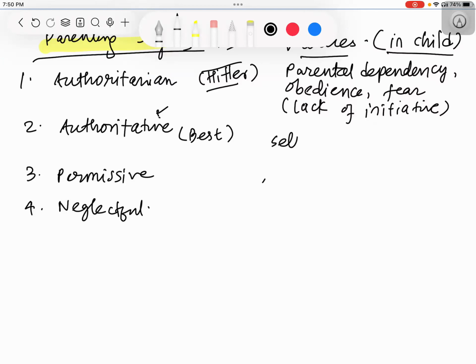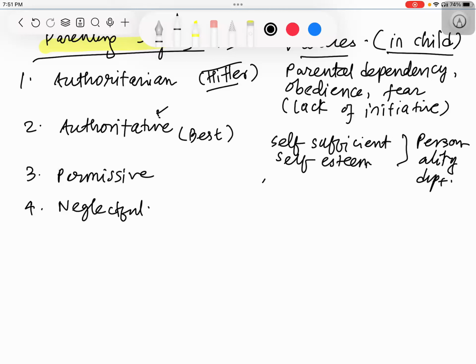Here the child becomes self sufficient and develops self esteem. Sir, self-esteem, yes. So these will be developed. This is the best kind of thing that personality development will help. Right. Similarly, permissive: there are parents who allow everything, all allowed for the child. So these actually create spoiled brats. So what develops in the child of such parents? Lack of self control, right?